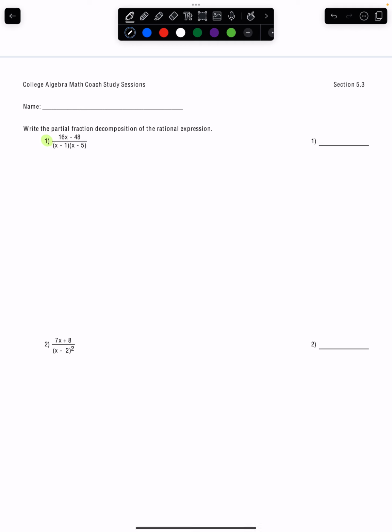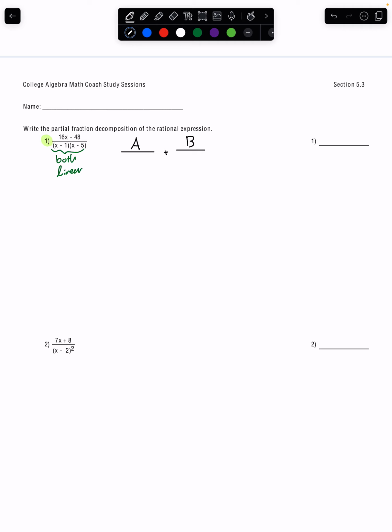Looking at section 5.3, we work with partial fraction decompositions. It says write the partial fraction decomposition of the rational expression. When we go to do partial fraction decompositions, we need to look at our denominator and determine if it's linear or quadratic. Here, the highest x exponent is just 1, so we can say that both are linear. Since both are linear, we can set up the numerators as A and B. And there's two pieces because there's two things being multiplied in the denominator.